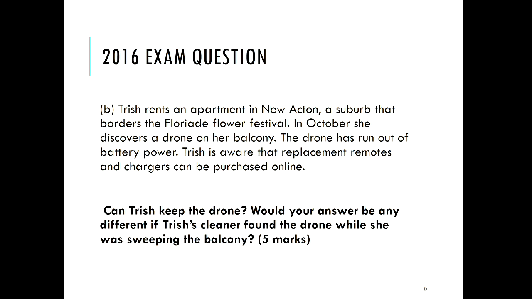Okay, let's have a look at Trish, who lives in New Acton. She discovers a drone on her balcony. There's probably a few facts you don't quite need there, the next sentence. The drone must have run out of battery and it's just collapsed on her deck. So can Trish keep the drone? I guess that's our legal issue. If you're not sure of the case, you can just tell me the legal principle. What rule would we be thinking about when we're wondering whether Trish can keep the drone? Or if you don't even know the rule yet, you can tell me your gut instinct.